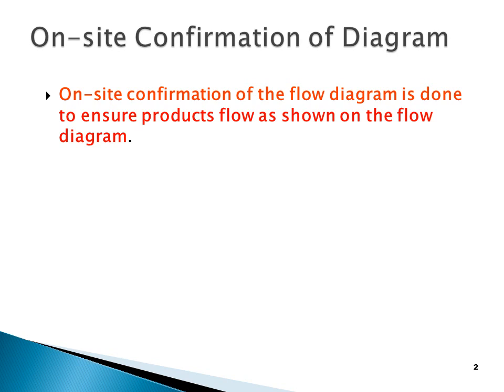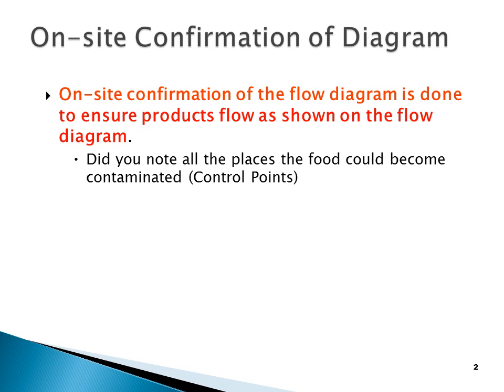If for example we talked about the celery, if in fact we send it to the pre-prep to do it, then we need to address what could happen to it when it's over in pre-prep, such as they didn't wash their hands, didn't clean and sanitize the cutting board, that type of thing. So we're going to send some lucky soul back to the loading dock to follow the celery, the ground beef, the turkey, and the eggs from the loading dock through to the customer and see if in fact that's how the product goes. That's called on-site confirmation of the flow diagram.